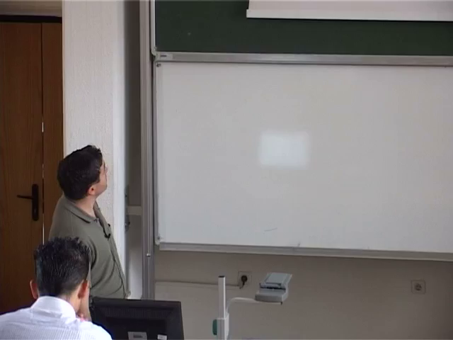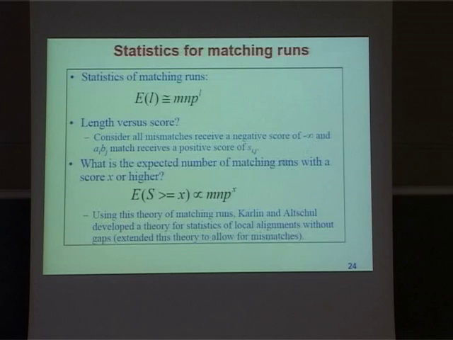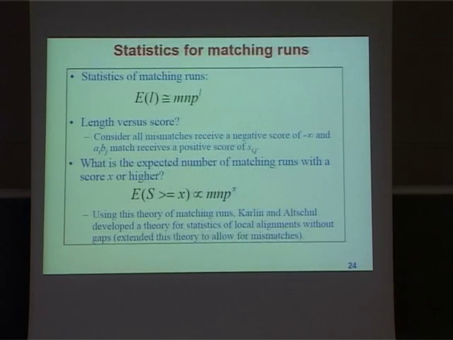And also if we consider all the mismatches receive a negative score of -infinity, and this A_i B_j match receives a positive score that we take from a scoring matrix, S_ij, we can estimate the expected number of matching runs with a score X or higher is proportional to m n p to the x. So this formula says that we can directly replace the length with a score because it's going to be proportional, but it's not going to give the exact expected number.